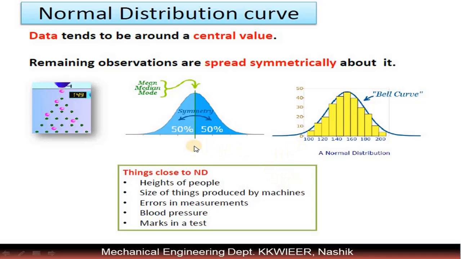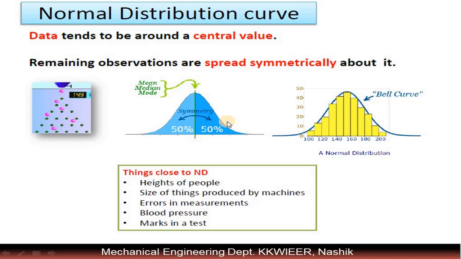Now since we have got a mean value at the center, that is where we will have the maximum height, and it will be distributed symmetrically. So this distribution will have a bell type of shape. We call it a bell shaped curve, and the concept is related with the normal distribution curve. Whatever data tends to be around a central value, maybe 50% towards this side, 50% towards this side, the remaining observations are spread symmetrically about both sides.